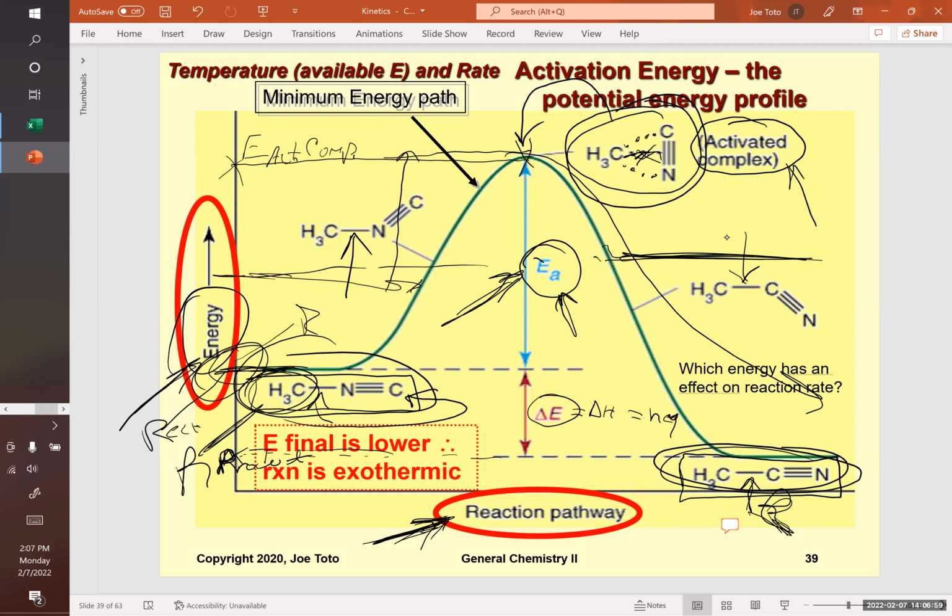Would the activation energy also be released as kinetic energy? The activation energy is absorbed by the molecule. Okay, this is the minimum energy needed to break the reactant bonds while at the same time forming the product bonds. That's the minimum energy. So that's absorbed. All right, any other questions?